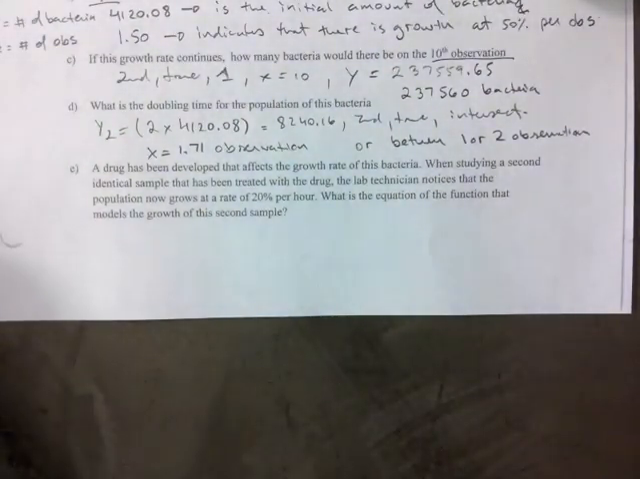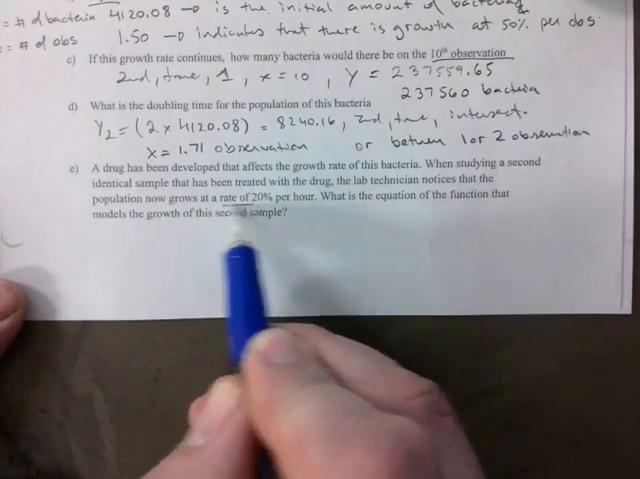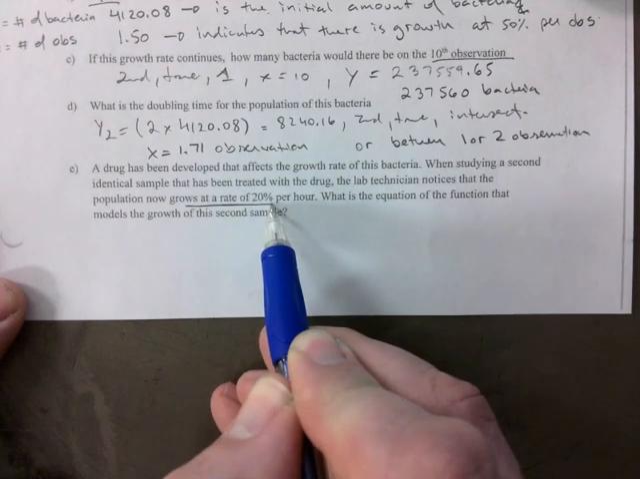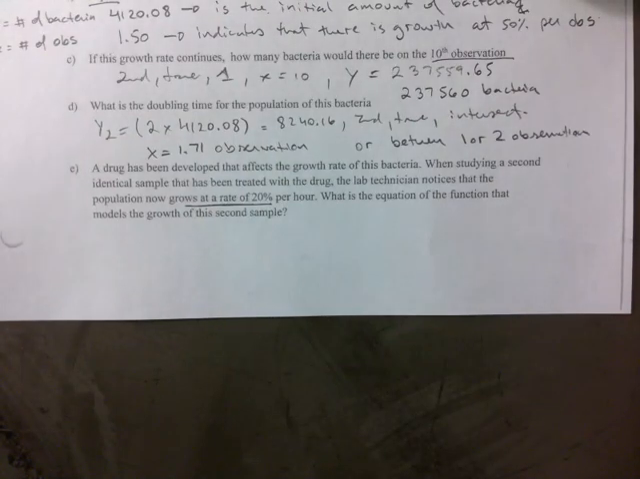So a drug has been developed that affects the growth rate of this bacteria. When studying a second identical example with this drug, it was noticed that the bacteria only grew at 20% per hour. All of a sudden it's per hour? I didn't make this worksheet. Full disclosure, I make mistakes all the time.